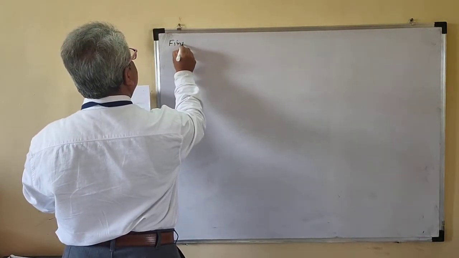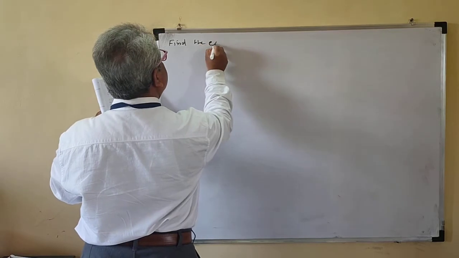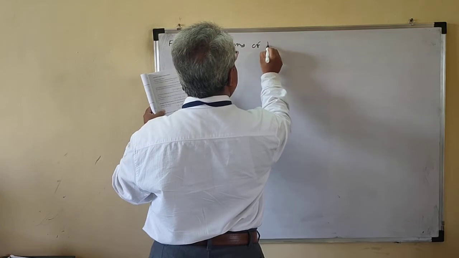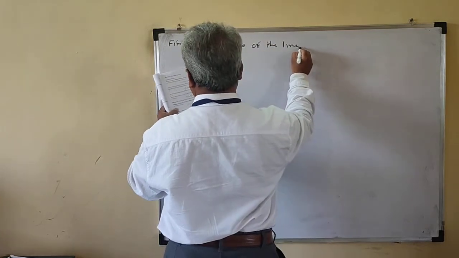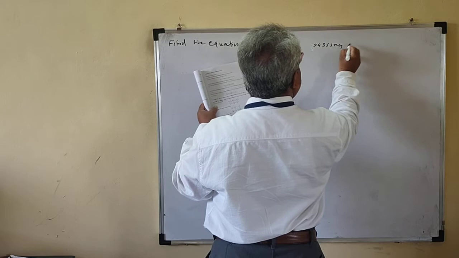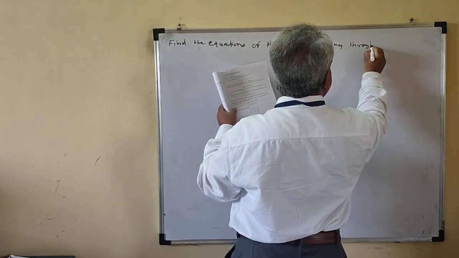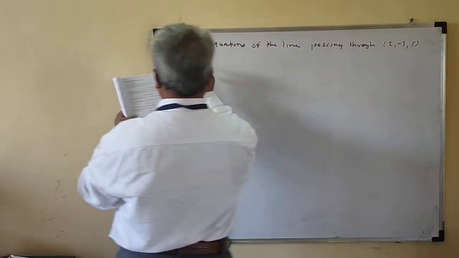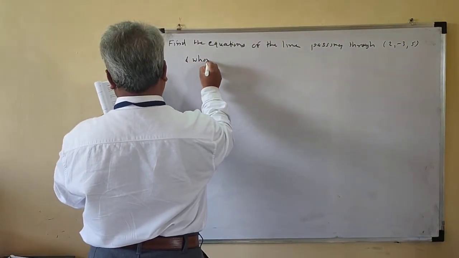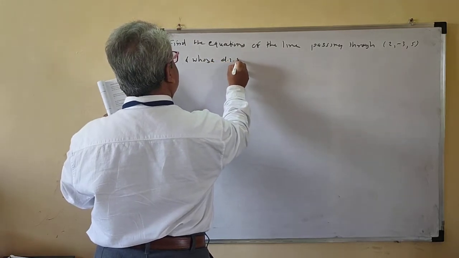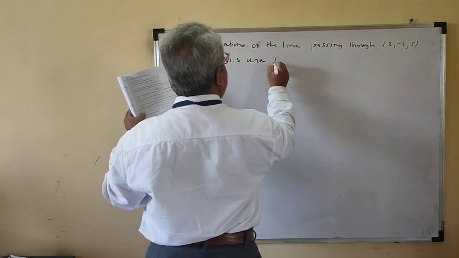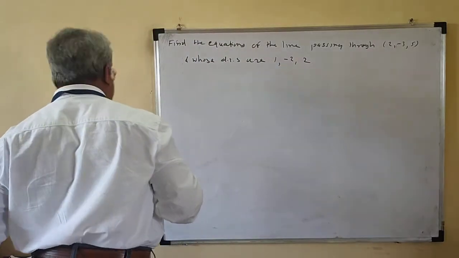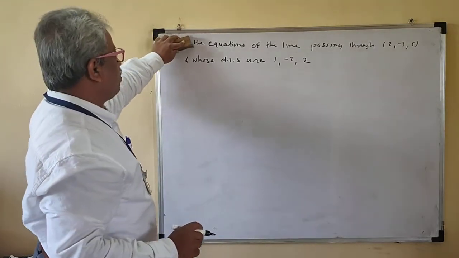Find the equations of the line passing through (2, -3, 5) and whose DRs are (1, -2, 2). Okay, so it is a one line problem, so we'll erase the "find".